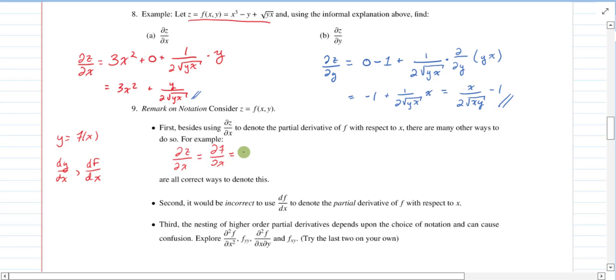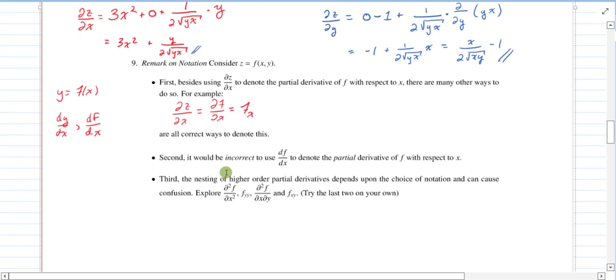The other notation that we will sometimes use is a subscript notation. We'll write f with a subscript x, and that's still understood to be a partial derivative. So this means that we're taking the partial derivative of f with respect to x. Those are all correct ways to give that notation. So it would also be incorrect to use the ordinary derivative notation for a partial derivative. So this would be marked wrong because you're not using the partial symbol.